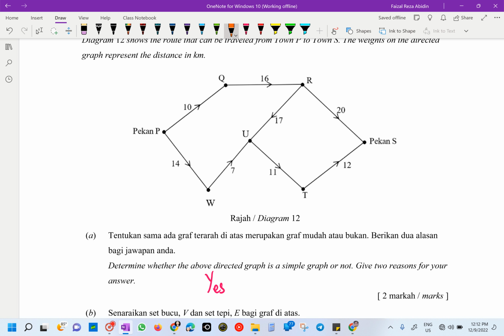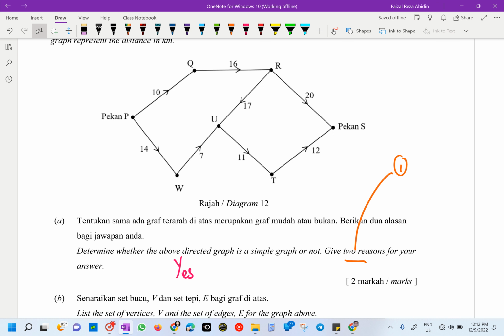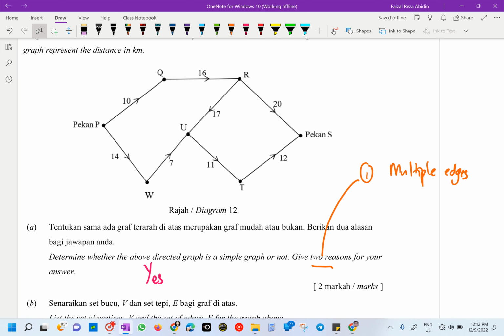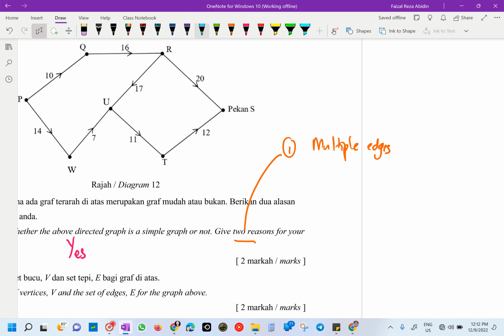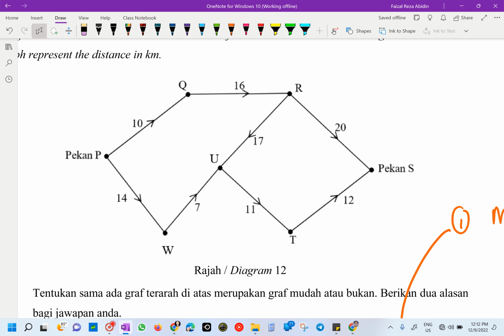Okay, so yes. Okay, nak buat macam mana, dia bagi satu aja. Kita bagi 2 reasons. First one, you didn't have what over here? No multiple what? Multiple edges. Berbilang tepi. What is multiple edges? It is if you have one vertex with another vertex, you are going to have over here and over here, like that. Remember? Multiple edges, yang ni edges ni. This one is edges actually.